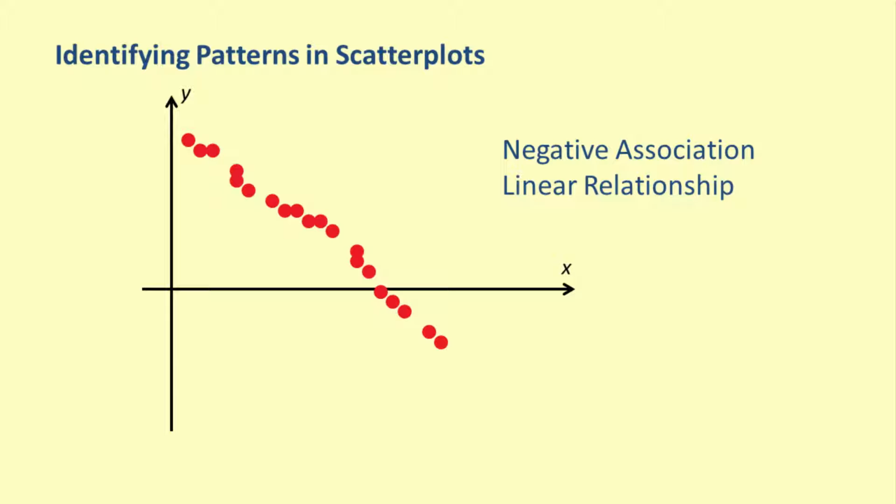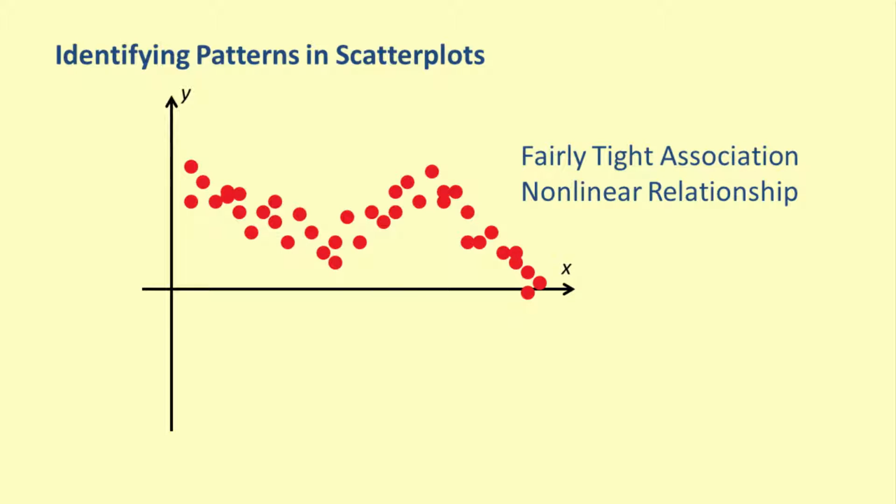If the cluster of points tends to follow a curve, then we say that x and y have a fairly tight association to the curve. Here, we can see that the points fairly closely follow a certain curve, so x and y have a non-linear relationship. In a case where this cluster of points strictly followed the path of a curve, we could say that the points have a perfect nonlinear relationship.